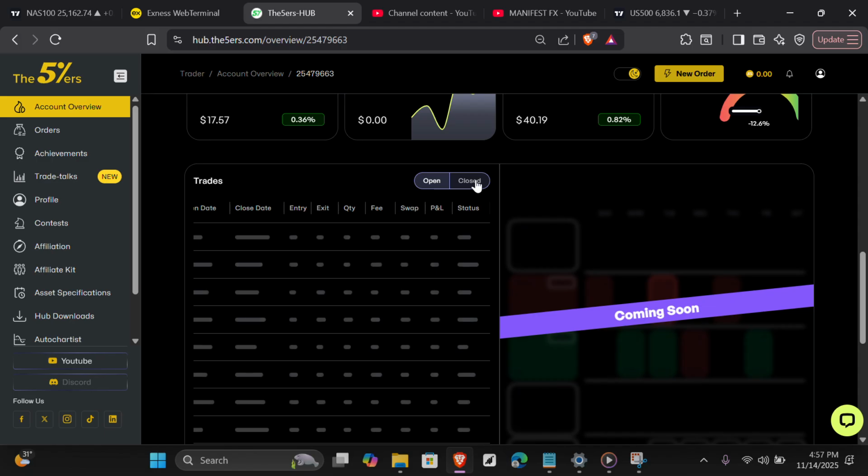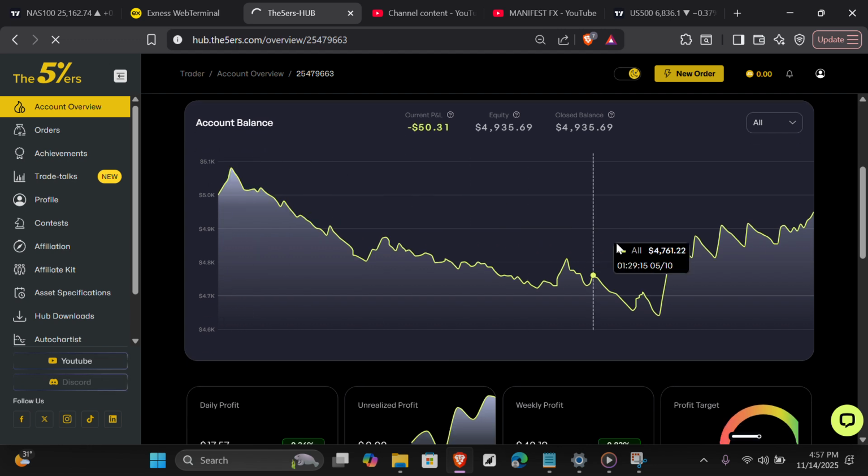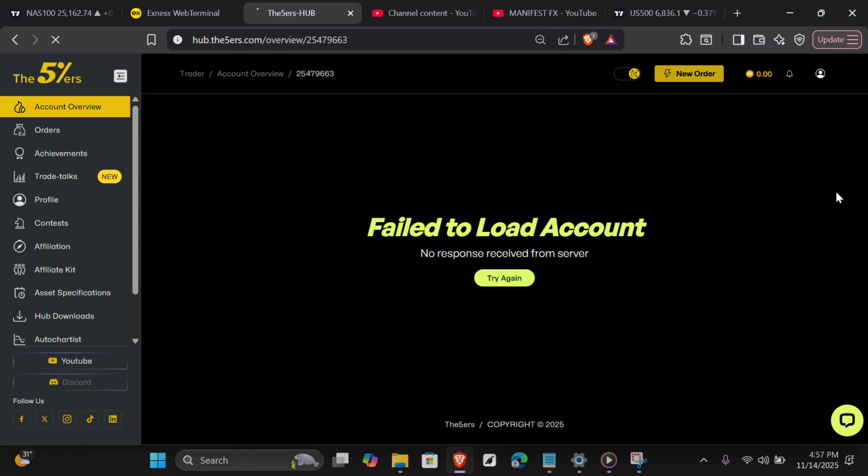Okay, so let's refresh it just to let you guys know that what I'm showing you is for real. So that's basically it, and you can see my graph is actually going higher and higher and higher. So very soon we're out of drawdown, and we're getting paid out. We're getting paid out, guys. We're getting paid out.